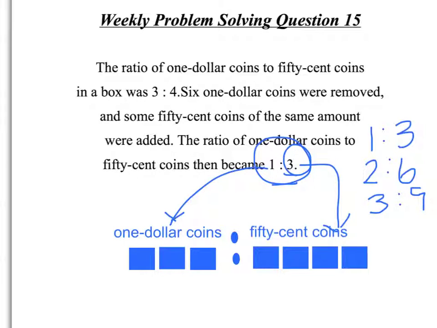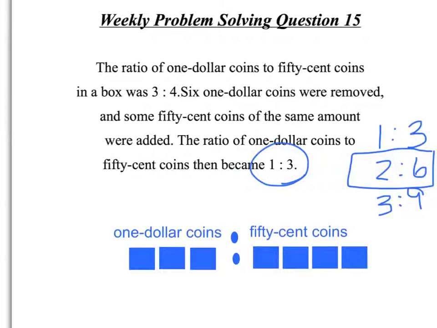But again, if I look at the equivalent ratios, I need the after picture to be one of these equivalent ratios. I can get the $1 to remove 2 and then have 1 left, but since I'm adding to the 50-cent coins, I have to get something larger than 4. So I'm going to start looking at the 2 to 6 ratio. So I cleaned up my picture a little bit. So again, I'm looking for that 2 to 6 ratio.